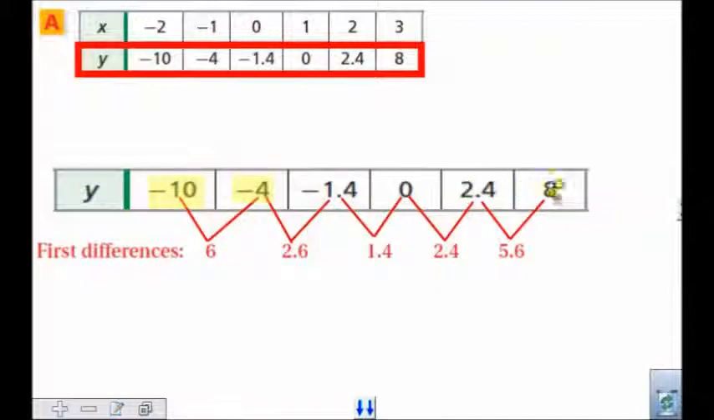And we come to an important conclusion when we look at those differences. One thing that we notice about those differences is they're not the same change. When we look at these changes and notice that it's not a constant rate of change, that tells us we have to look at the second differences. We get the second differences by finding the differences of those red numbers right there. Let's find the change going from 6 to 2.6 to 1.4 to 2.4 to 5.6. Let's find those.